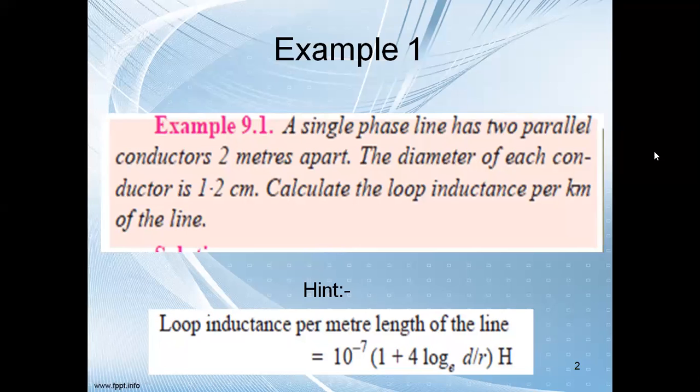What is the problem? Sir, we will convert the 2 meters apart into centimeters. Correct, beta. You have to do it. 2 meters should be converted into centimeters, that is 200 centimeter. And we will halve the diameter, so r will be 1.2 by 2, so 0.6.